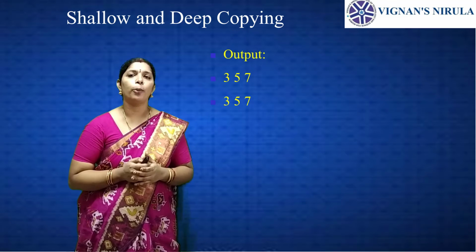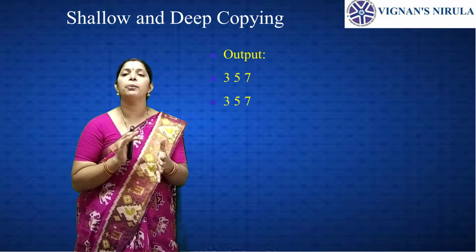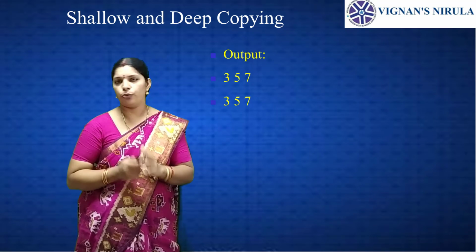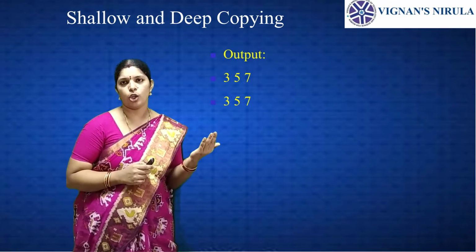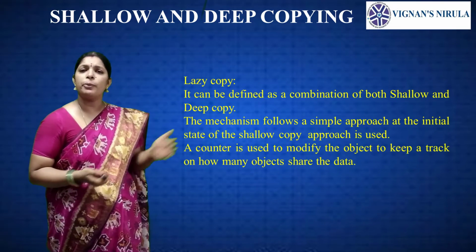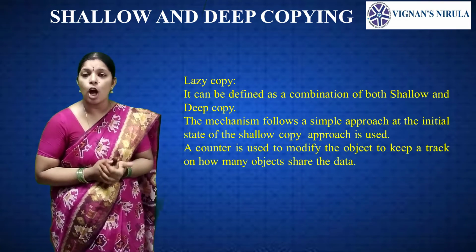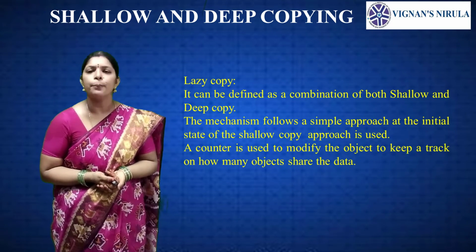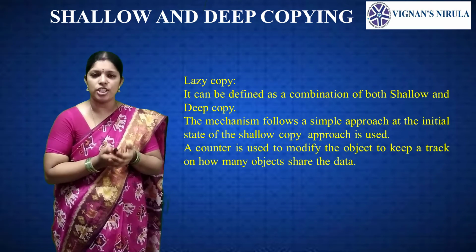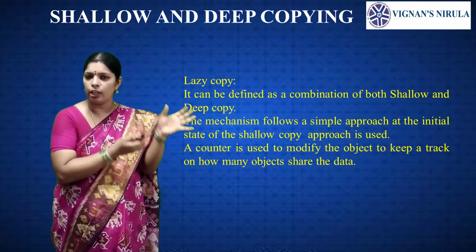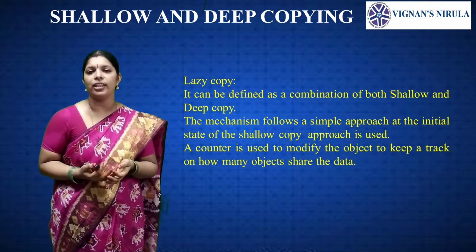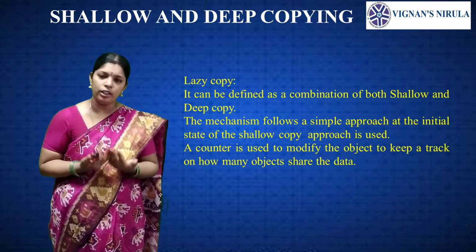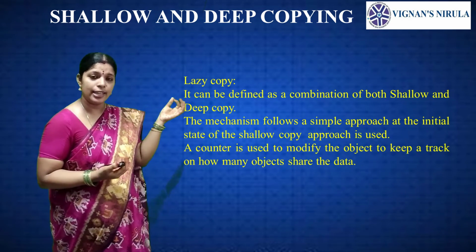That's why deep copying copies all fields, and makes copies of the dynamically allocated memory pointed to by any field. So these are the examples of shallow and deep copying. Next, what is meant by lazy copying? It can be defined as a combination of both shallow copy and deep copy. This mechanism follows a simple approach. What is that? At the initial state, the shallow copy approach will be used. A counter is used to modify the object, to keep track of how many objects share the data. That is seen in the lazy copy.